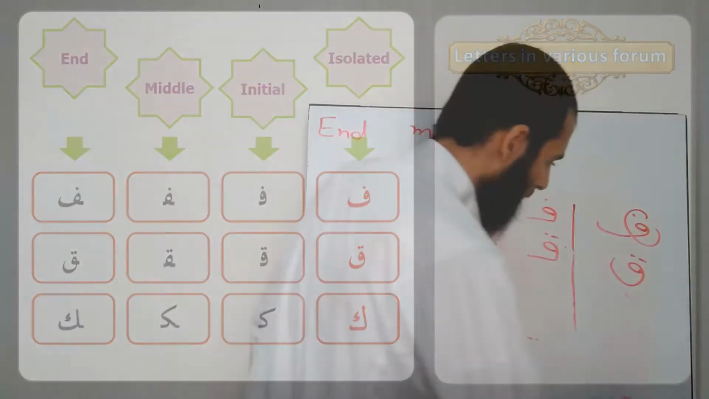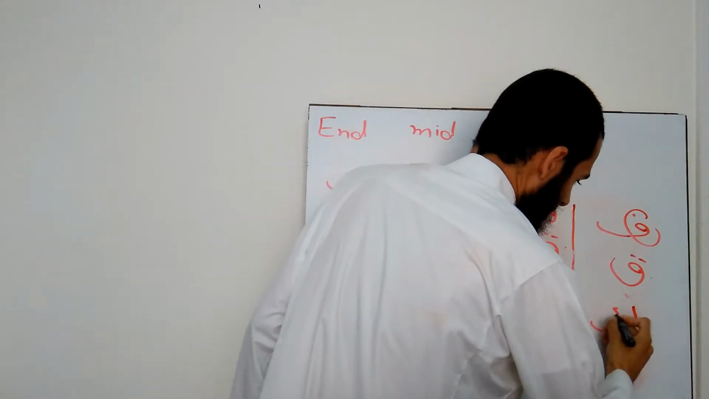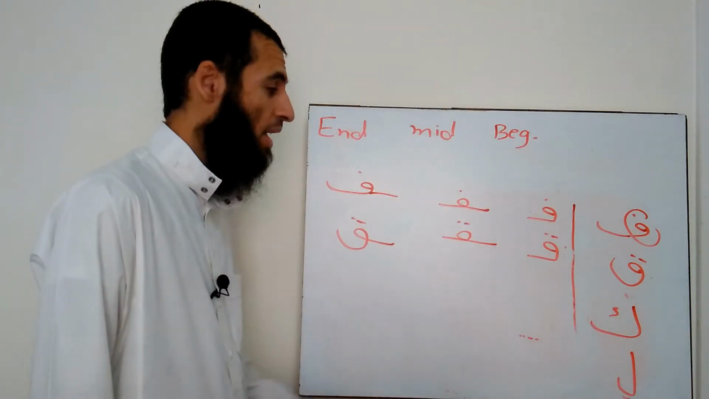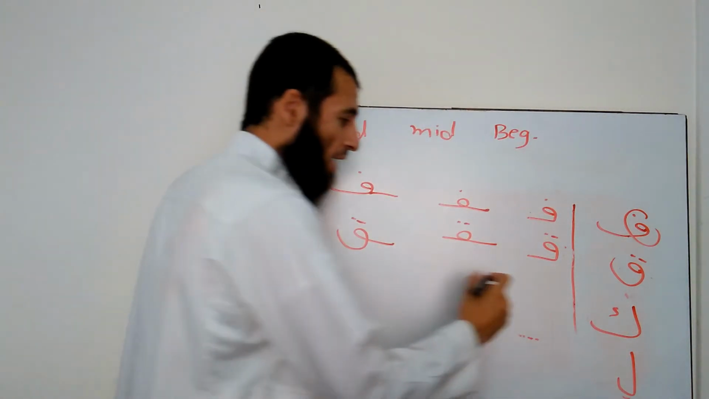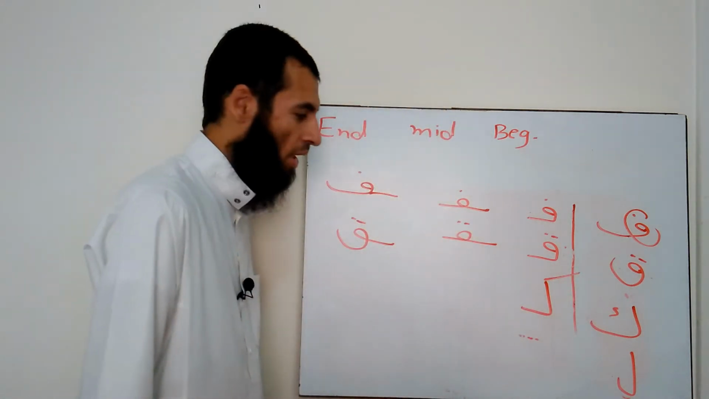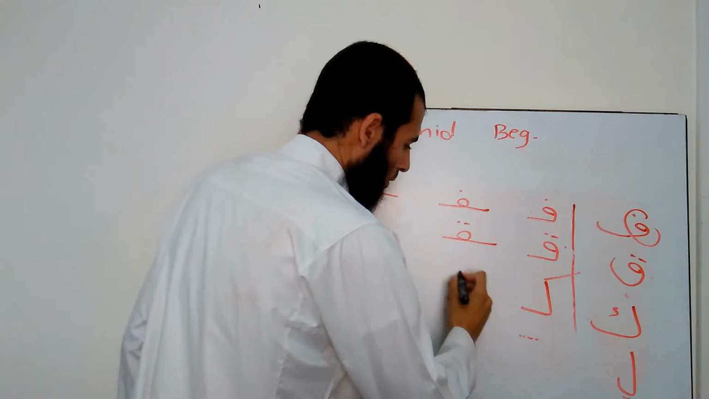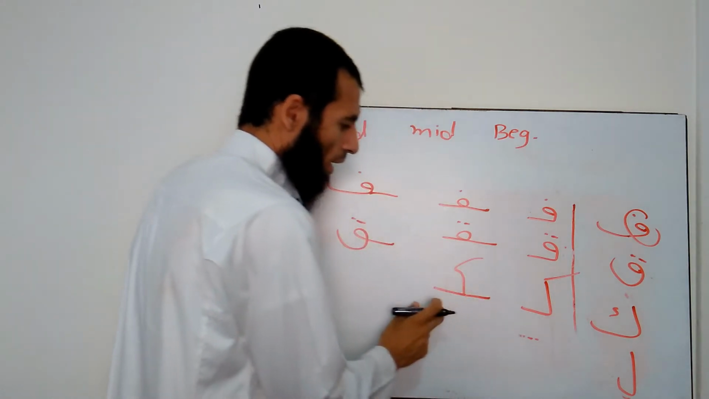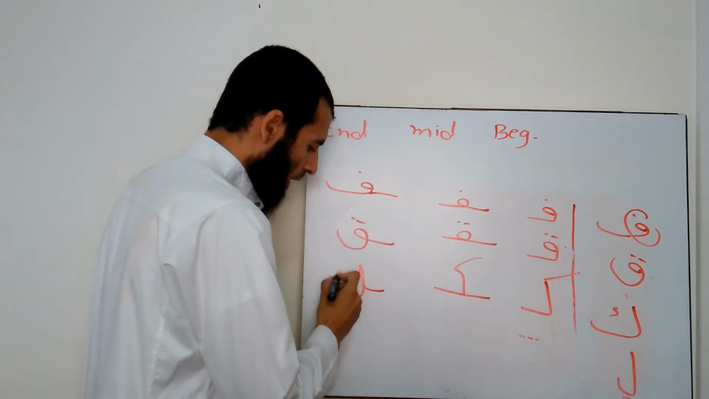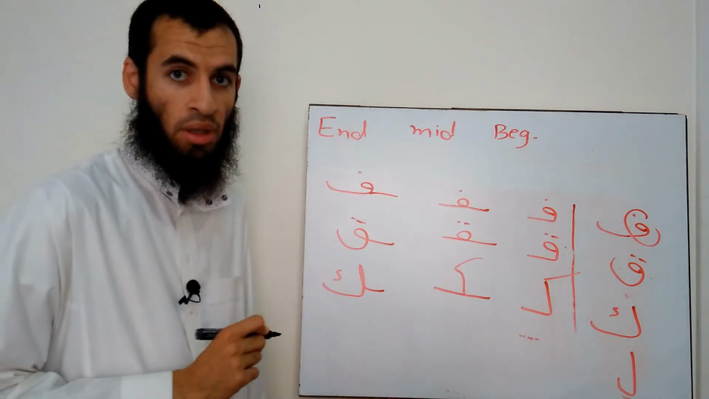Kaf, this is kaf, lam. For letter kaf, when it comes at the beginning it will have this shape. Okay, and at the middle we will put a connection line before and after, and by the end of the word it will have the same shape.